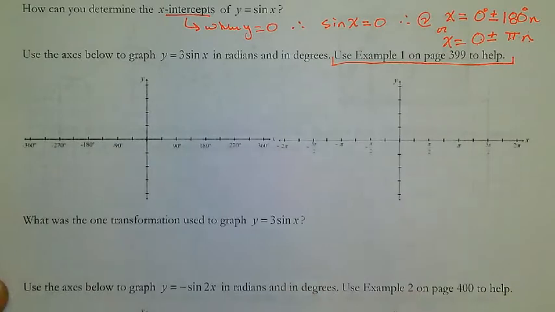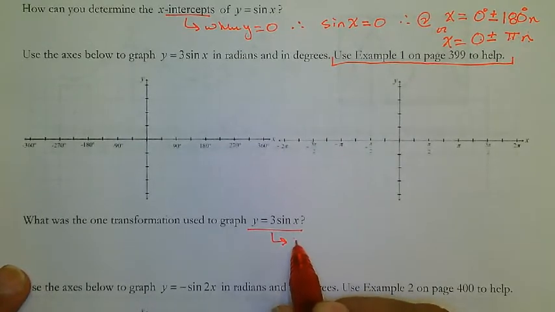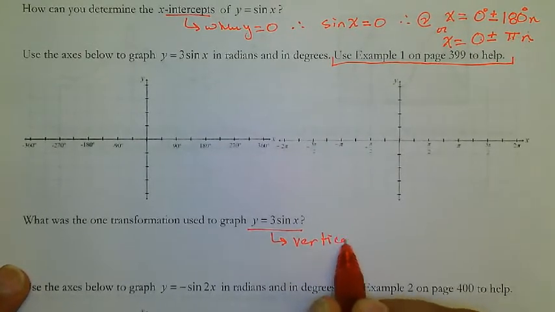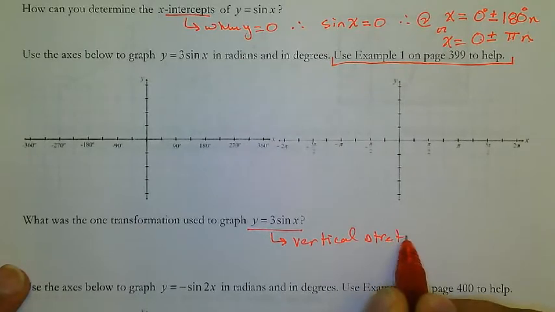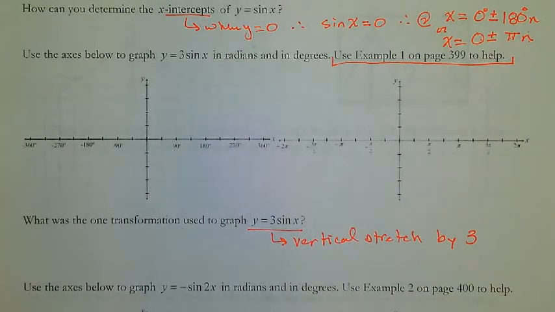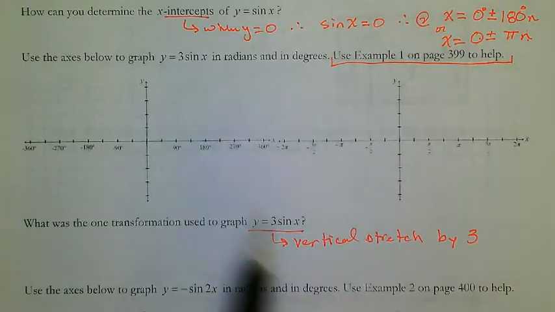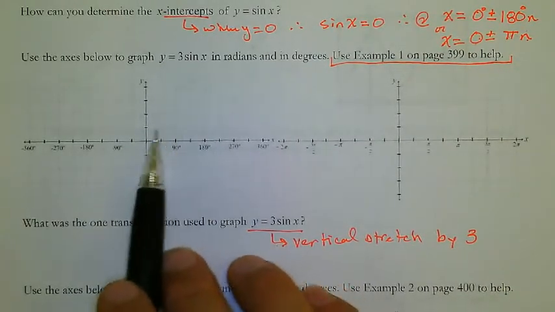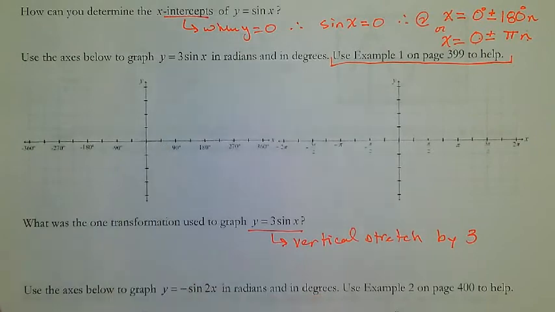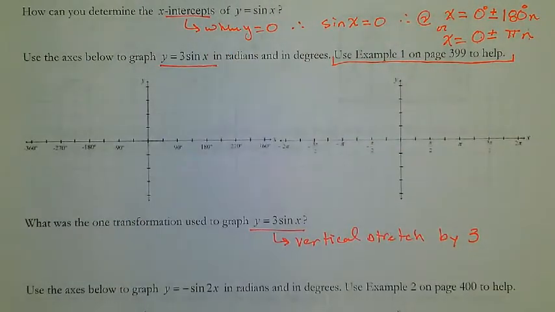Okay. For this one, what was the one transformation to graph y equals 3 sine of x? Well, this would be a vertical stretch by a factor of 3. Well, if I'm going to stretch vertically by a factor of 3, let me first in pencil draw out a few points that I know for my typical sine function. So I have y equals 3 sine of x, okay?